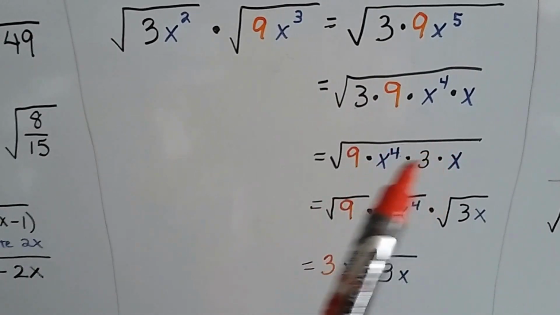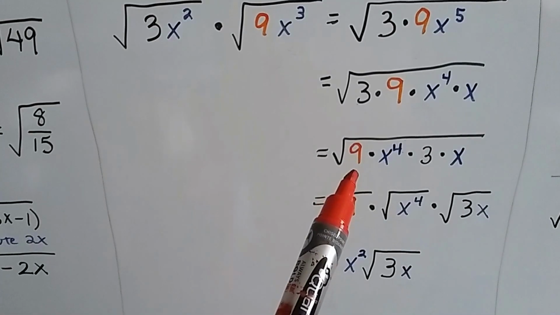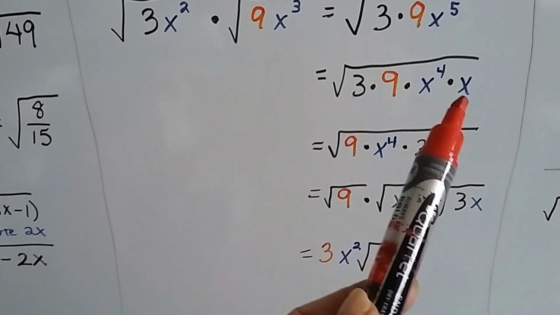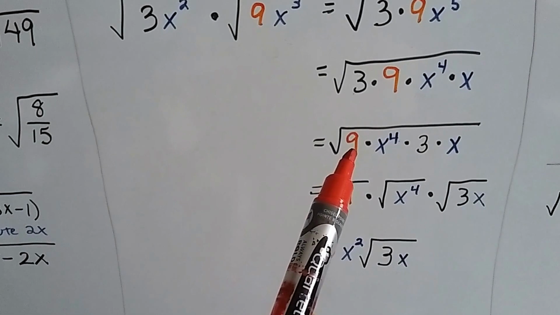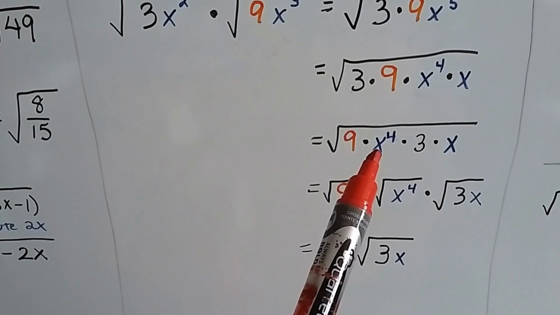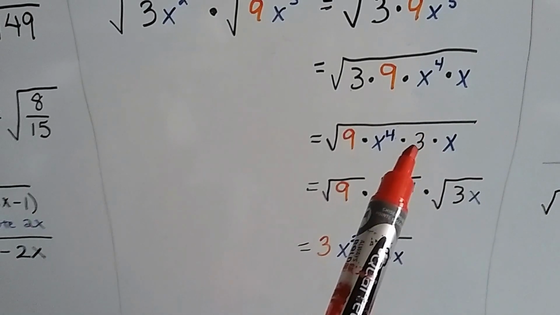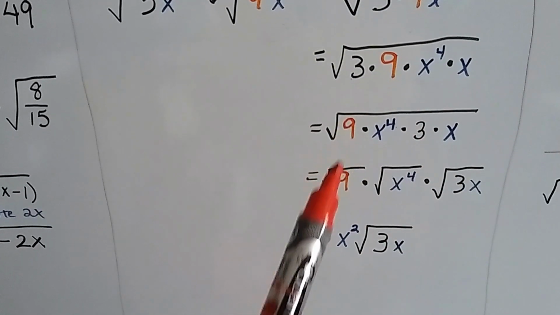Now we can rearrange these. Instead of 3 times 9 times x to the 4th times x, we could put the 9 up here with the x to the 4th, and then the 3 and the x in the back, because we're not going to get a perfect square out of this, are we? But we will out of the 9.